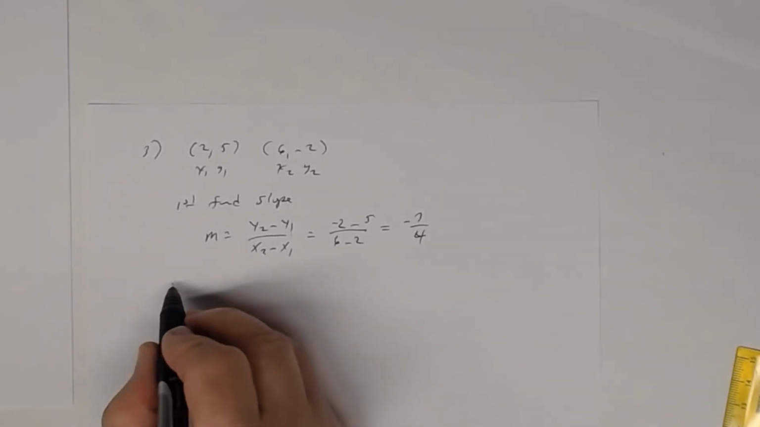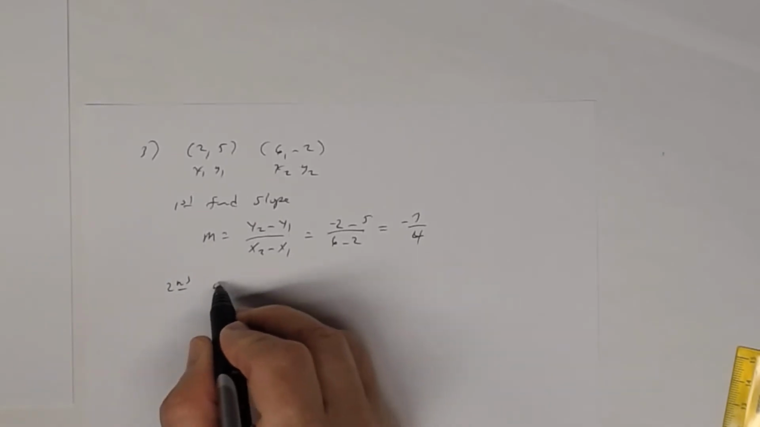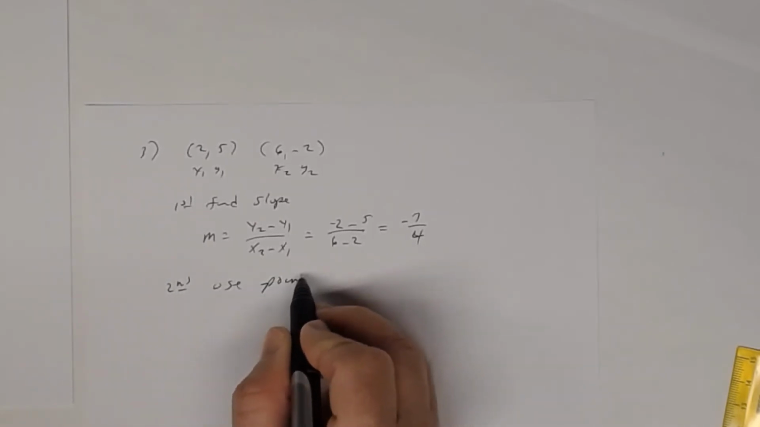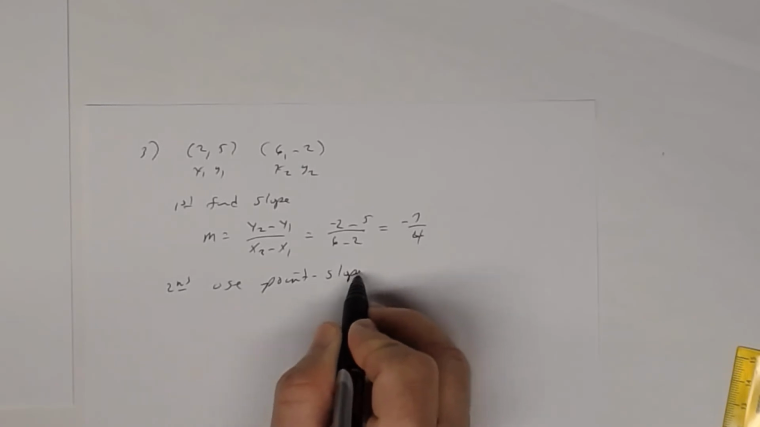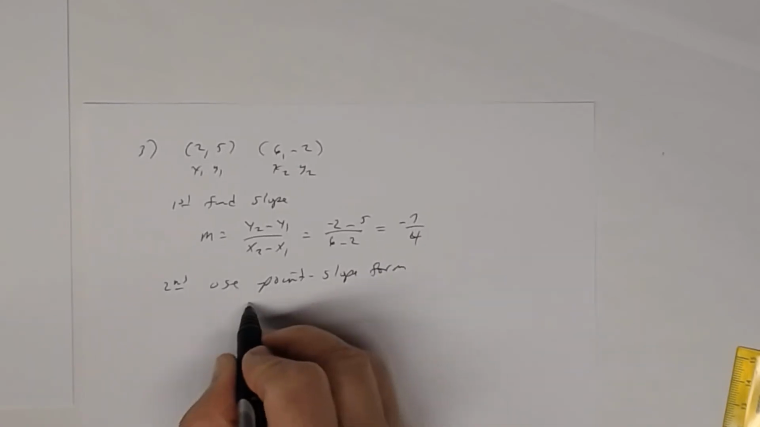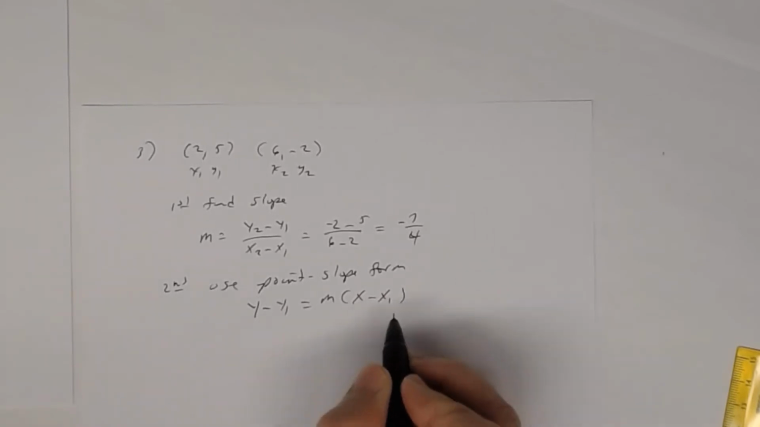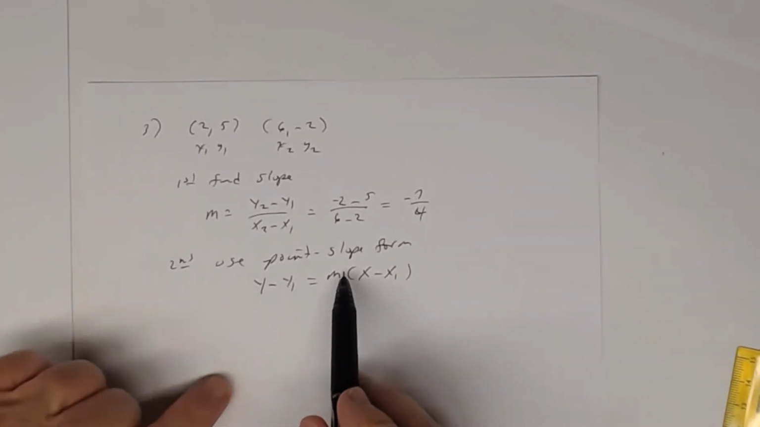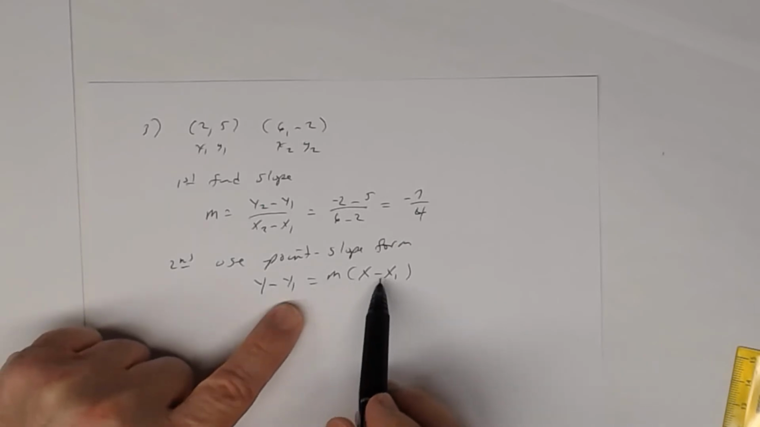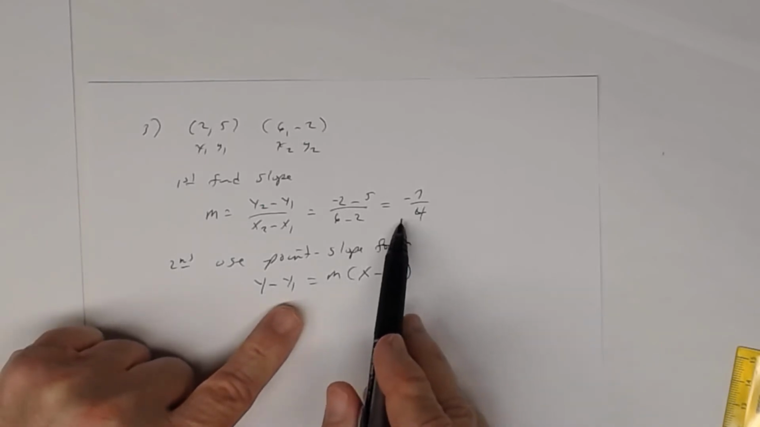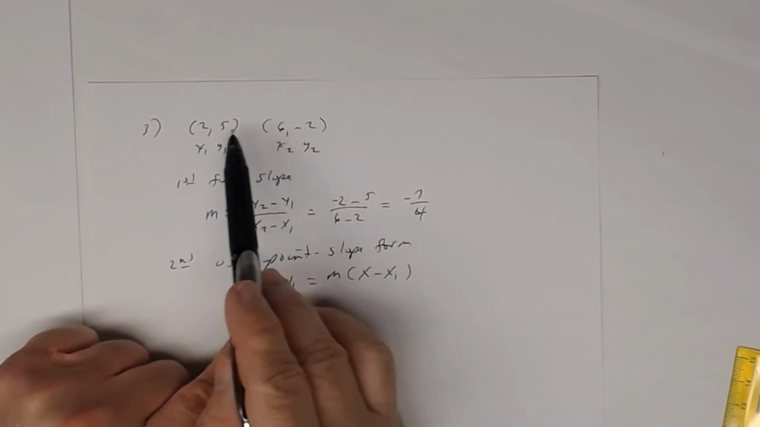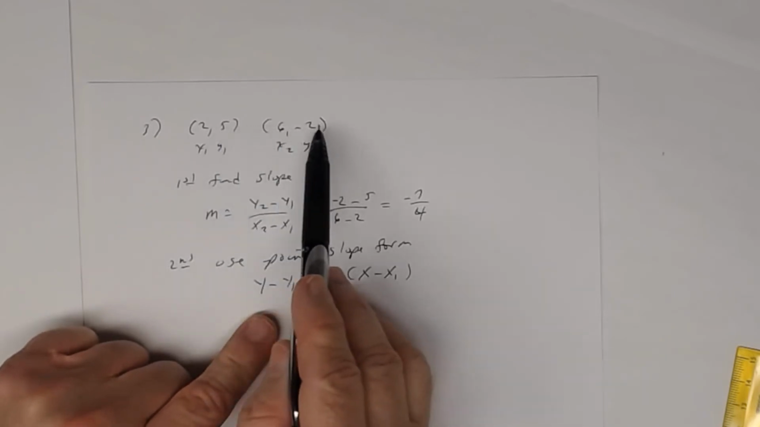So once you find the slope, the second thing you're going to do is use point-slope form. So let's go ahead and use point-slope form. Remember, point-slope form is y minus y1 equals the slope times x minus x1. In order to use point-slope form, you have to know the slope and a point. So I know the slope now. The slope is negative 7/4, and I know 2 points on that line. I just have to use one of those.